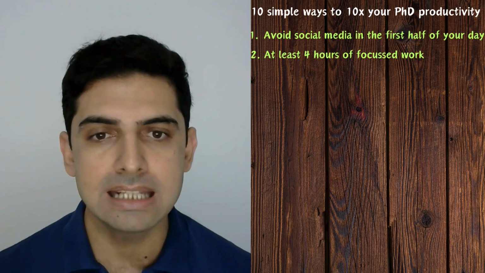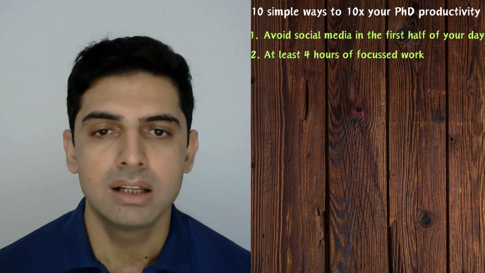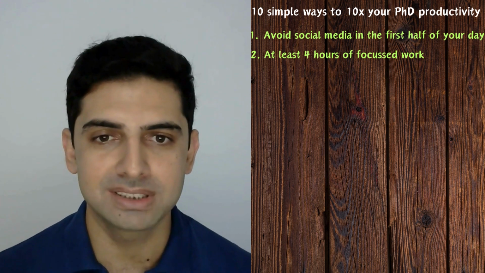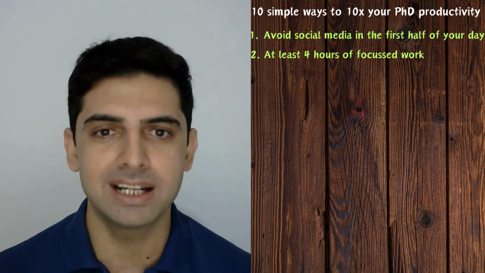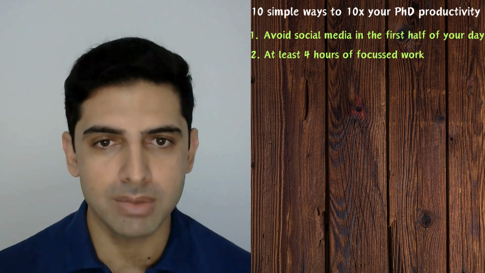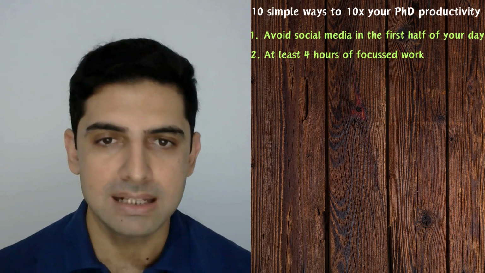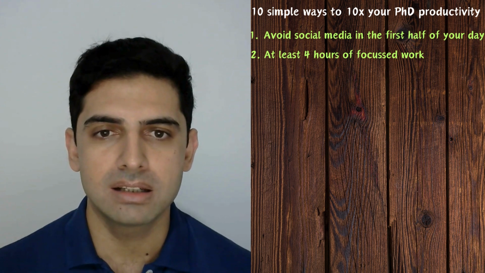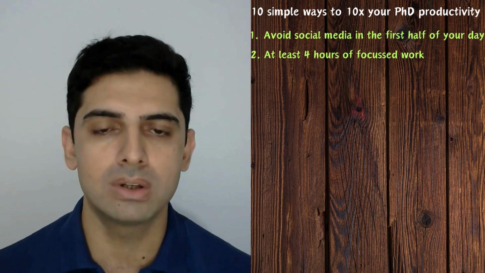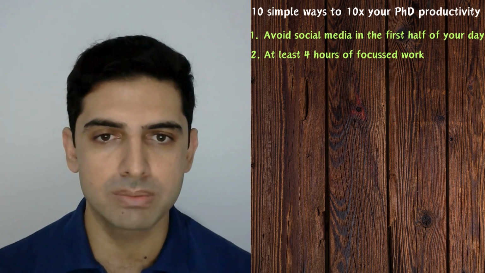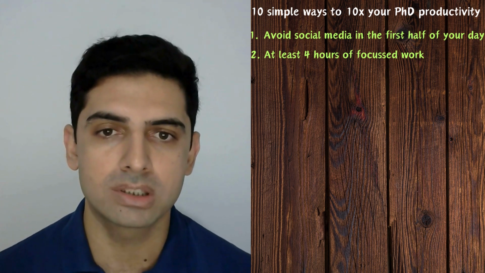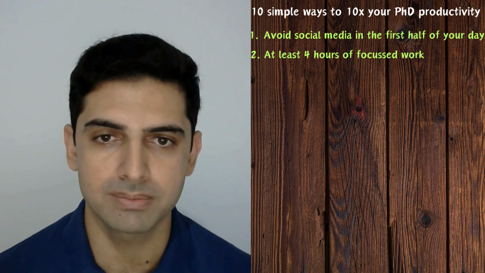Number 2, at least 4 hours of focused work. Now, PhD is a time where most of the time we think that we are working, but actually we are not working. We are pretending to be working, or we are just thinking about work. So there is a difference between thinking about work and actually working. My suggestion to you would be that particularly in the first half of your day, allocate 4 hours where you just get away from all emails, all kind of notifications, social media, and so on, and dedicate those 4 hours to fully focused work on the most challenging aspect of your PhD.